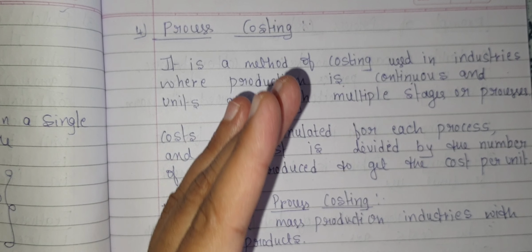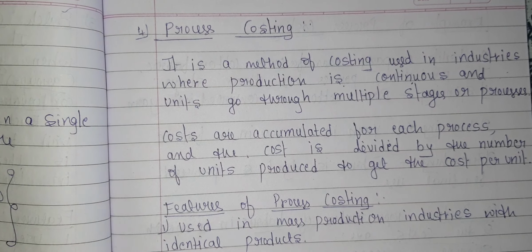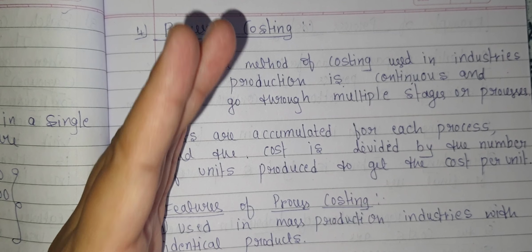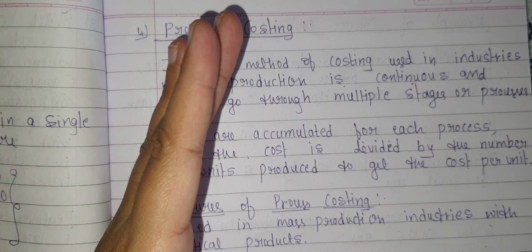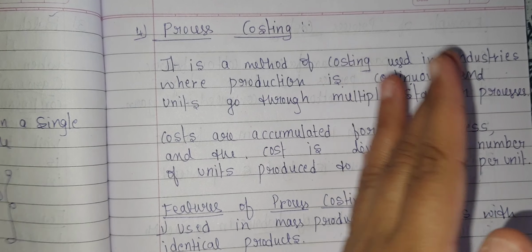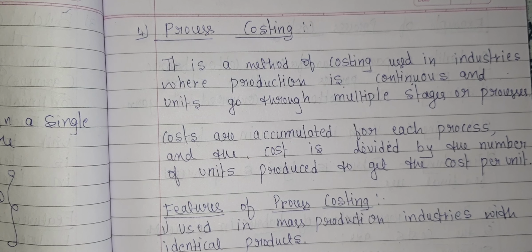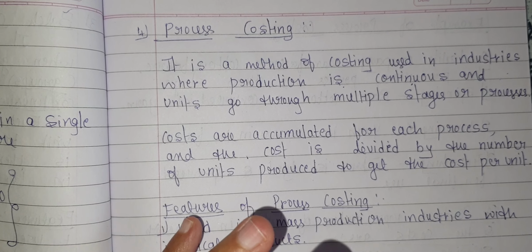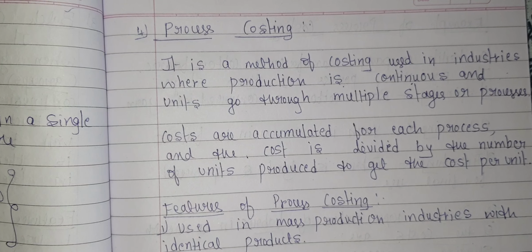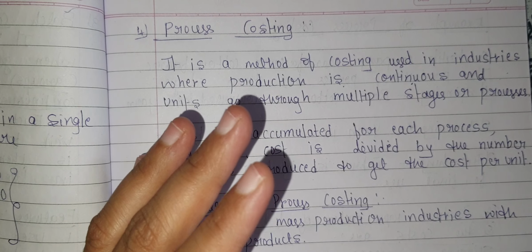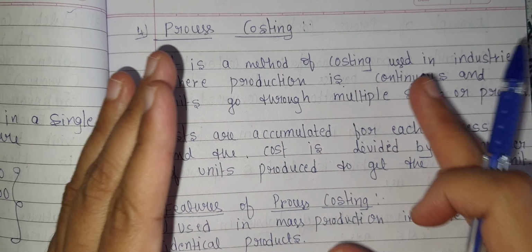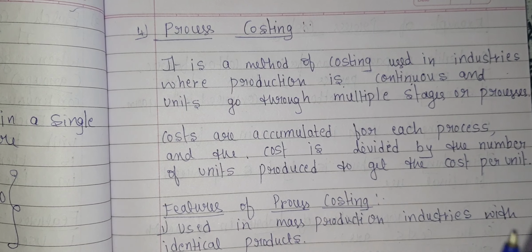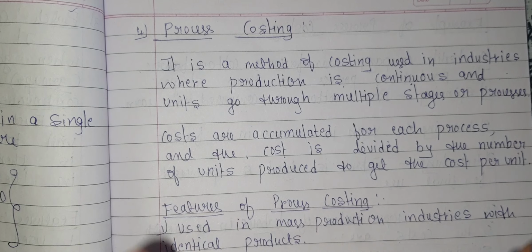Instead of making products in separate batches or customized orders, meaning instead of job costing and batch costing, production flows smoothly from one stage to another. In process costing, goods are made in large quantities, and the raw materials go through various stages until the final product is ready. The products are made for the general market and not for individual customers.